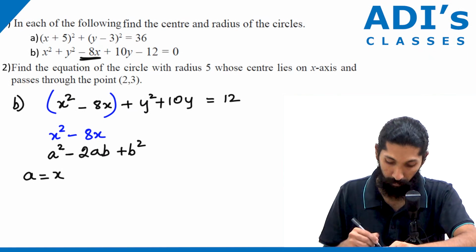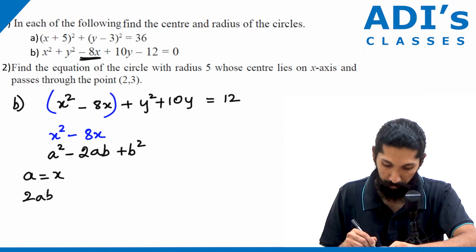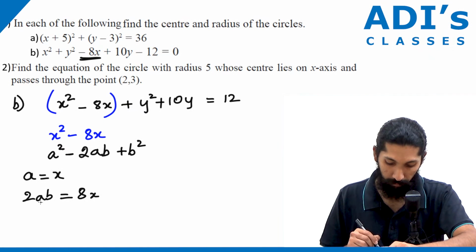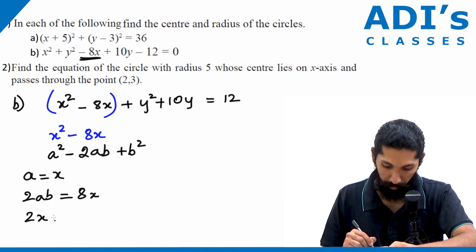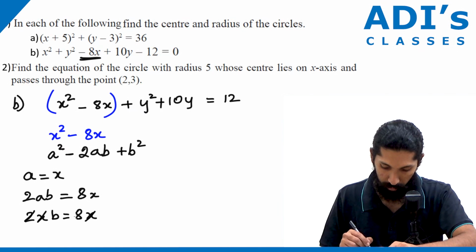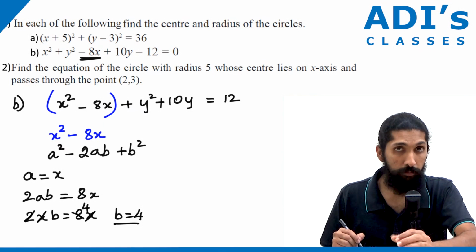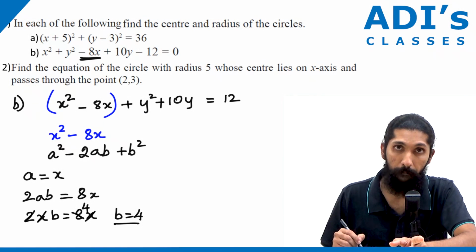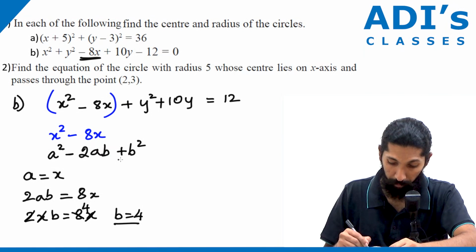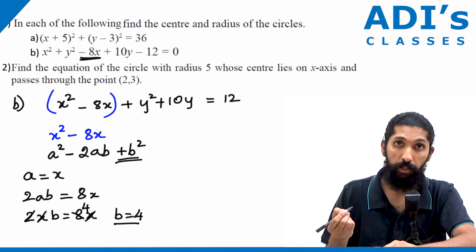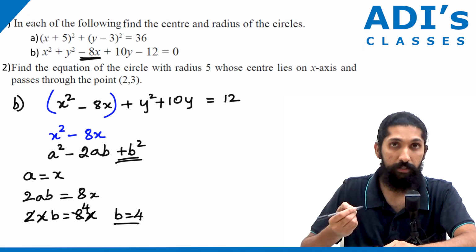Well and good. 2ab becomes 8x. Correct? Now what is the a value? The a value is x. So 2x into b is 8x. x cancels. So what do you get? The b value, you got it as 4, right? If b is 4, then what will be b square? 16. Now what we are doing is plus b square. That means you add 16.